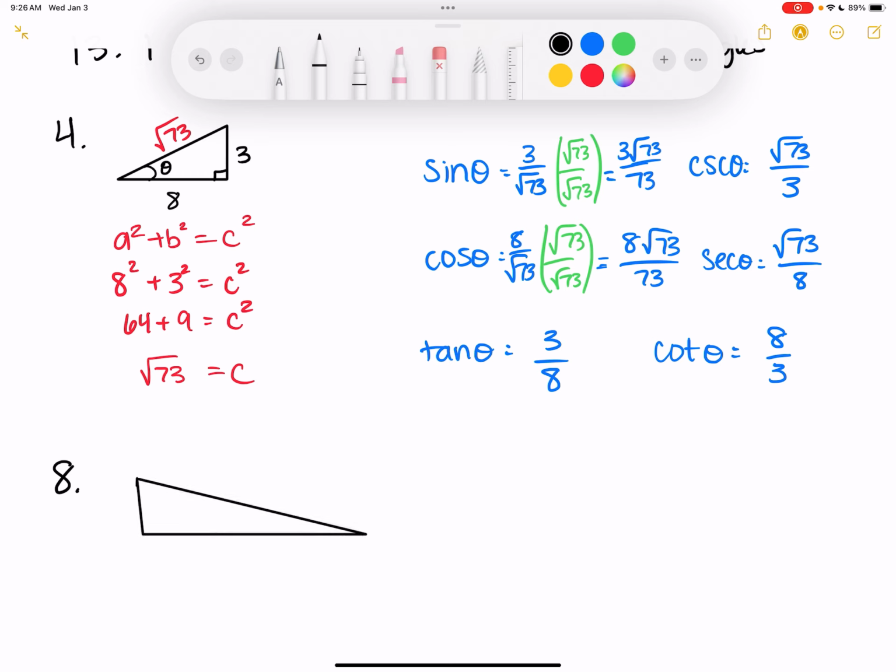So they give you this triangle this time. They give you this angle. They tell you that the hypotenuse is 2 square root of 17, and this bottom side length is 8. So I need to find the other side.